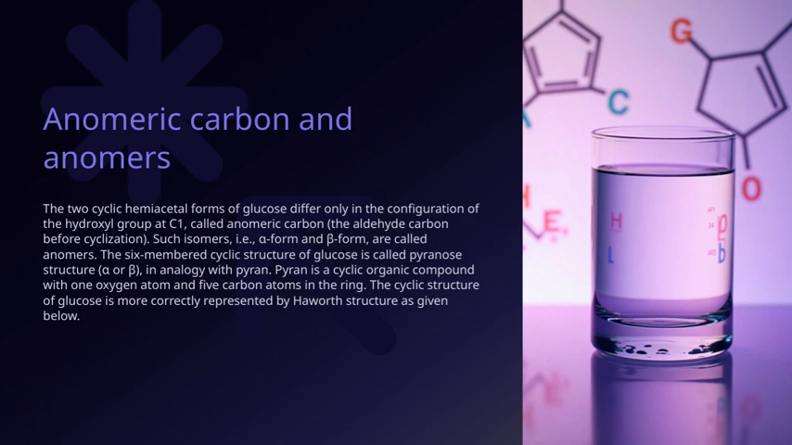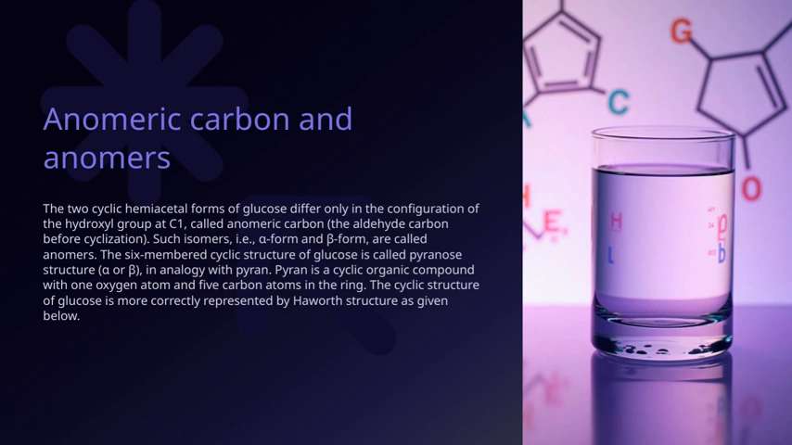Now, when we talk about the cyclic structure of glucose, especially the six-membered ring, we call it a pyranose structure. Think of it as being similar to pyran, which is a cyclic organic compound with 1 oxygen atom and 5 carbon atoms in the ring. To represent this cyclic structure more accurately, we often use the Haworth structure, which provides a clearer depiction of the stereochemistry at each carbon in the ring.